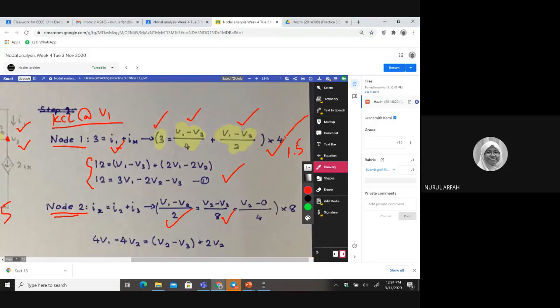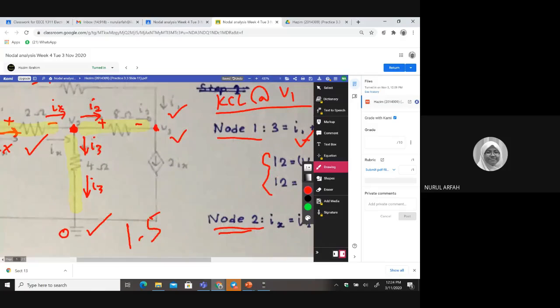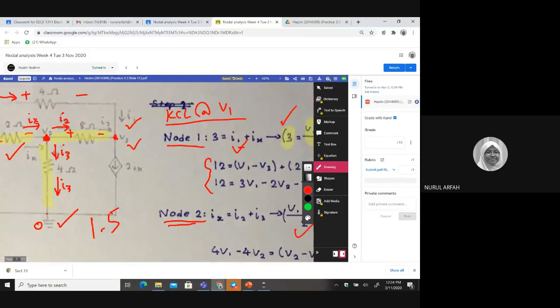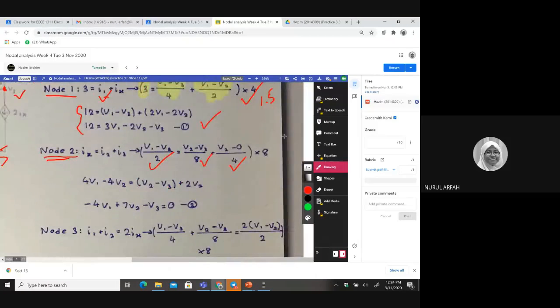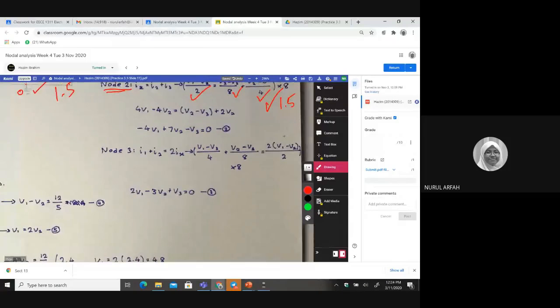And then you have a plus here, and then you have V2 minus 0 divided by 4, the last part. Okay, this is correct. So you have 1.5. And then maybe this is correct, I'm not sure.